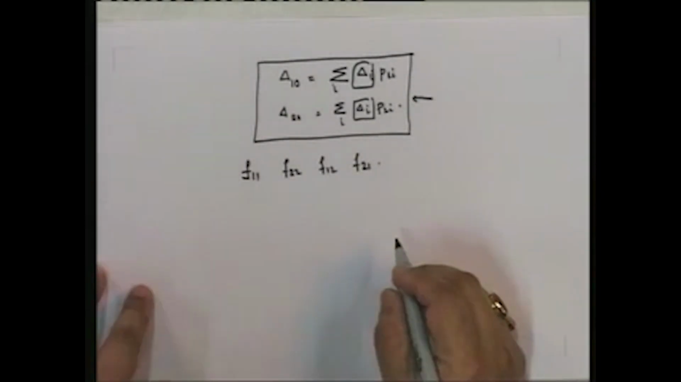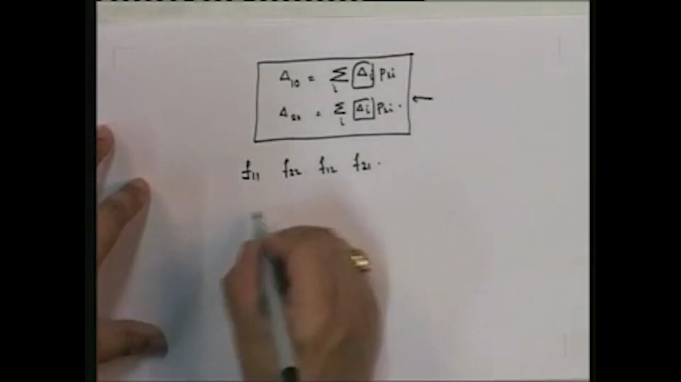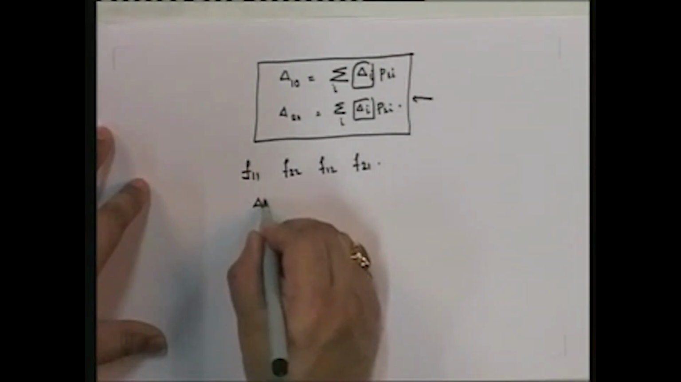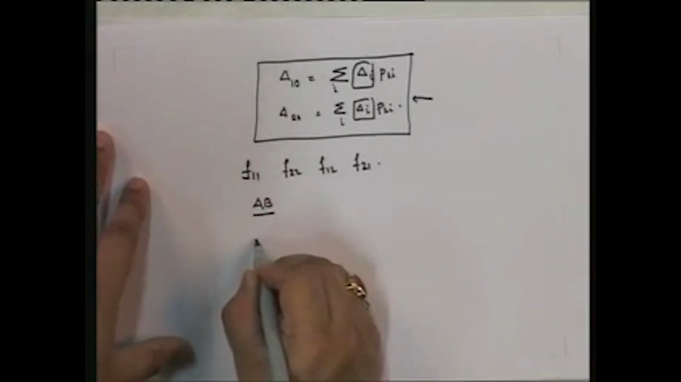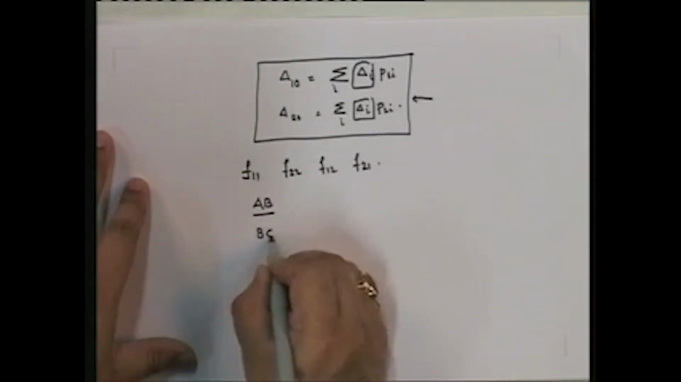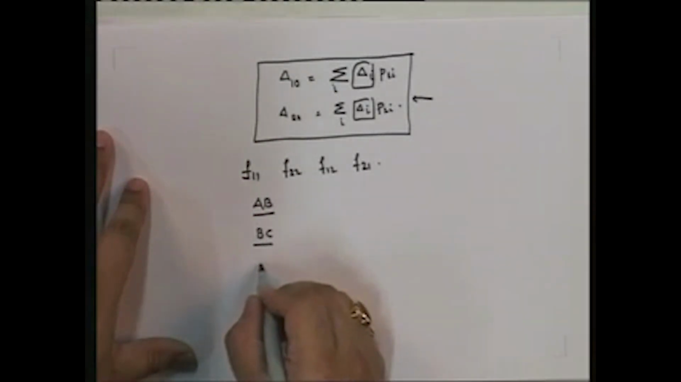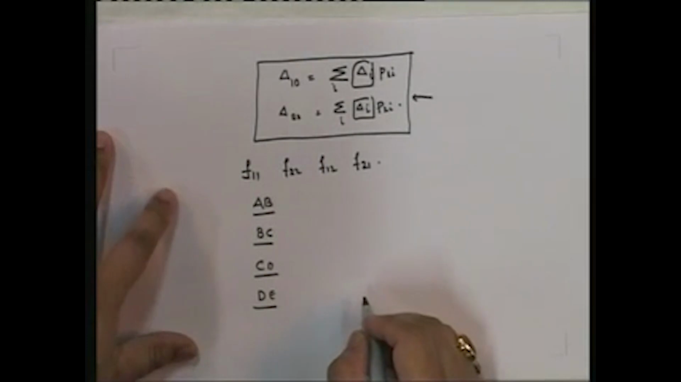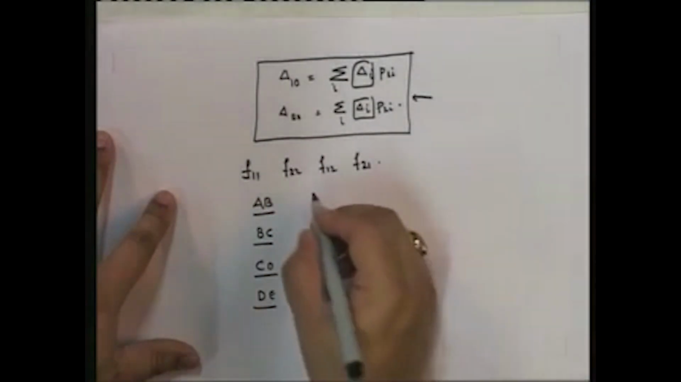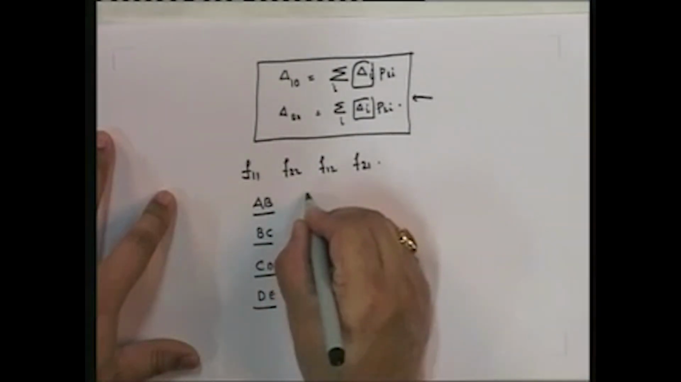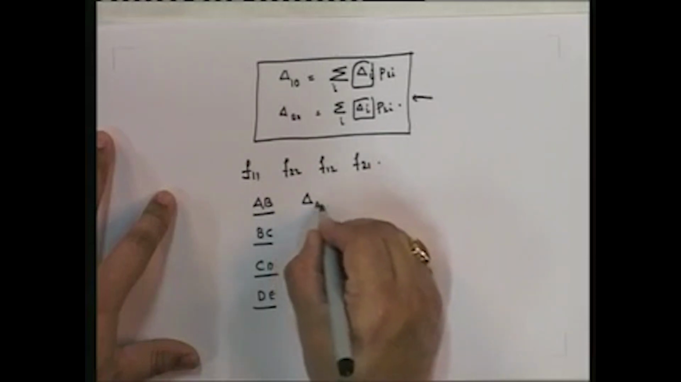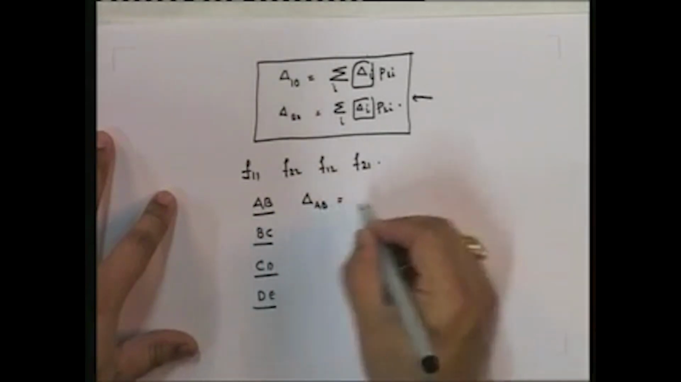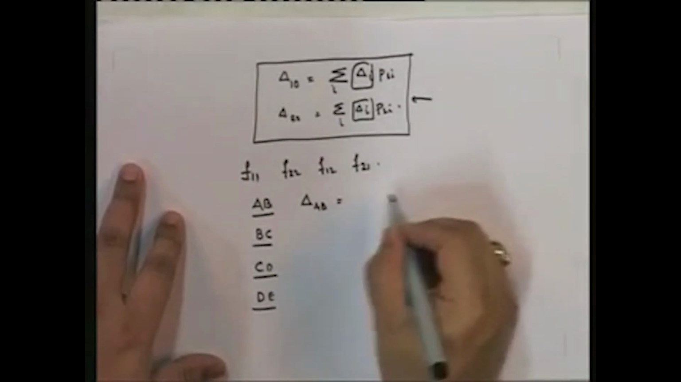Okay, so let us look at it. We have only member AB, member BC, member CD, and member DE. These are the only members that are subjected to the elevated temperature. So let us find delta of AB due to the elevated temperature. How will we find that out?